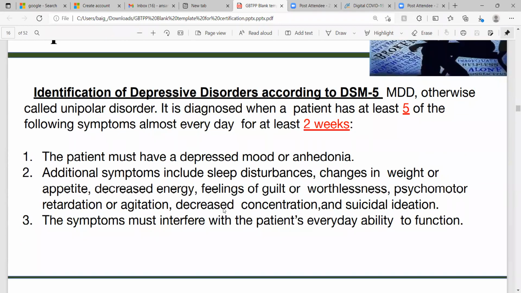The next topic is depression. So depression, like major depression, is one of the most common health conditions in the world. People with depression suffer greatly with persistent feelings.